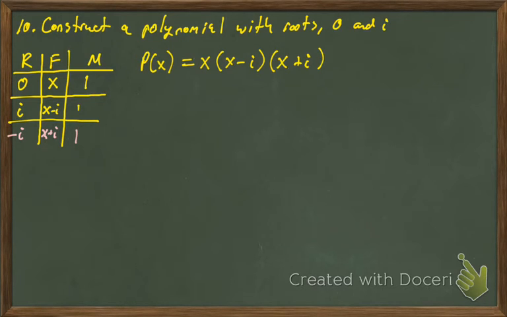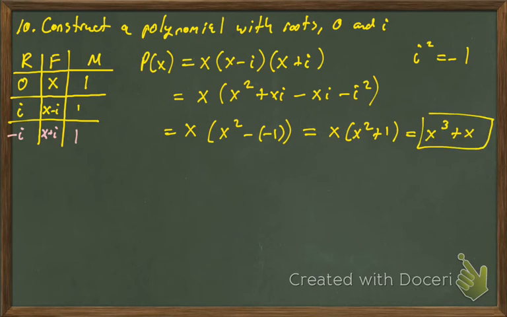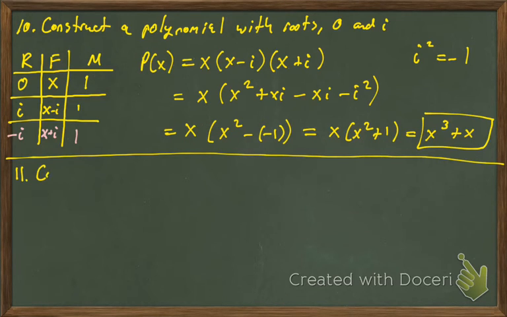But we'll go ahead and multiply it out. So we'll FOIL it. So x times x squared plus xi minus i squared. Remember, i squared is negative 1. So this becomes x times x squared. The xi's are going to cancel, and then we have minus negative 1. So that becomes x times x squared plus 1. Distribute that x, and we get x cubed plus x. Okay.